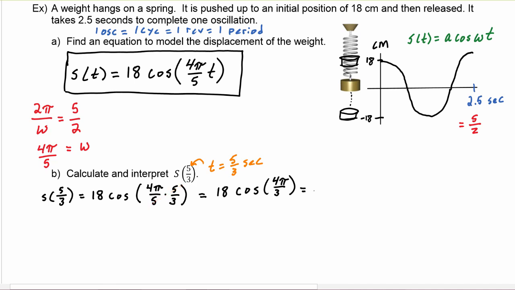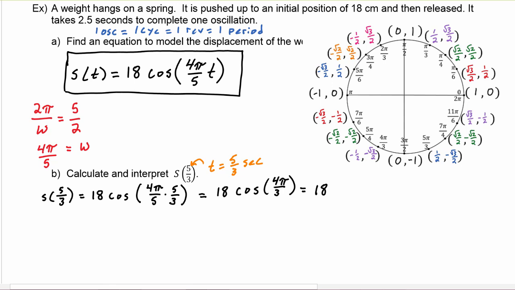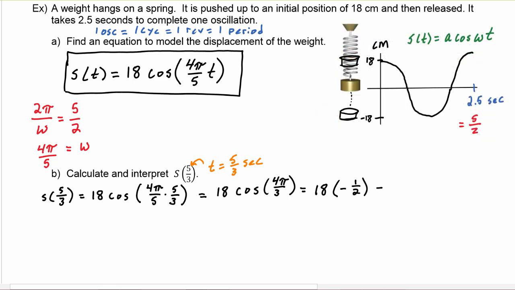We know that the cosine of 4 pi over 3, if you think of it on the unit circle, and in quadrant 3, cosine has to be negative, so we get negative 1/2. 18 times negative 1/2 is negative 9, and the units of height are in centimeters. So this means the object is at a height of negative 9.